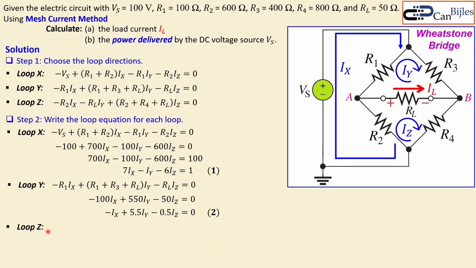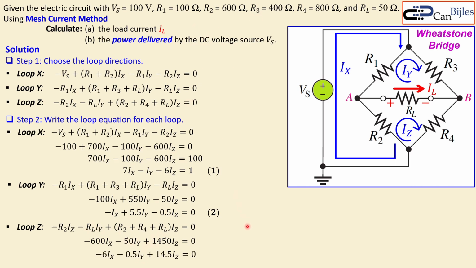Now looking at the final one, which is loop Z, again get the equation back and also substitute the values. R2, R4 and RL together will be 1450, so that is 600 plus 800 plus 50, and the rest are just from the given. Again divide by 100, you will get this simplified form, and I call this equation number 3. So I have 3 equations and also 3 unknowns, so I can solve this and get a unique solution for IX, IY and IZ.